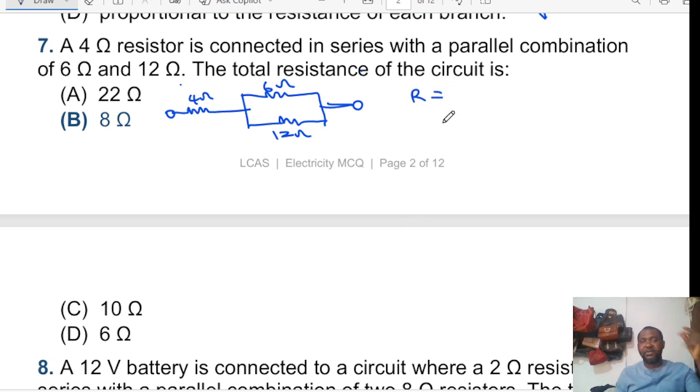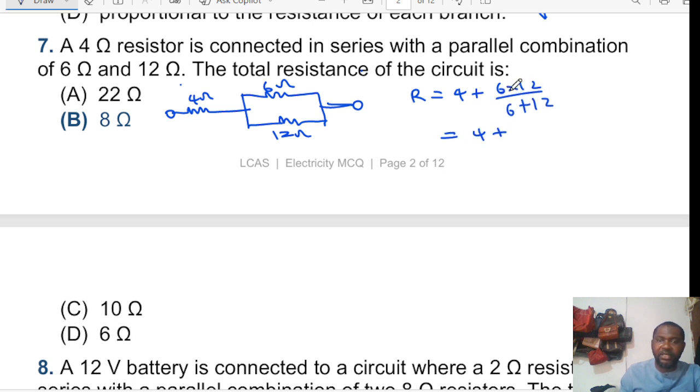If you use the formula I taught you, this is in series with this parallel combination. So I'm going to say 4 plus, this parallel combination is 6 times 12 over 6 plus 12. So that's going to be 4 plus 72 over 18. That's going to be 4 plus 4, which is equal to 8 ohms. You see? Very fast. And your life changes. So this is 8 ohms as the answer.